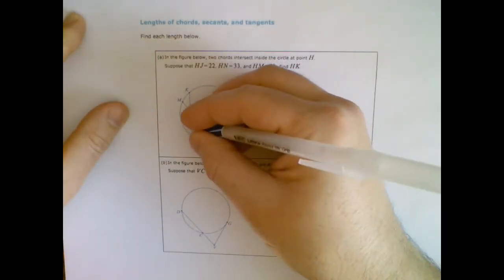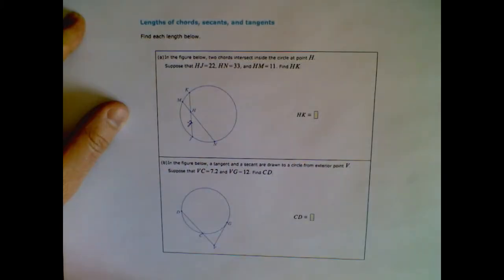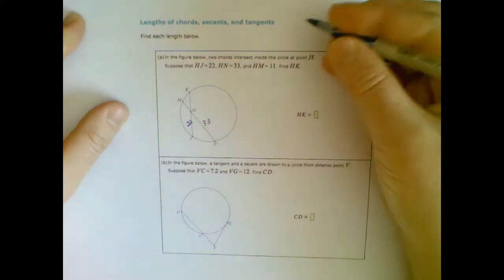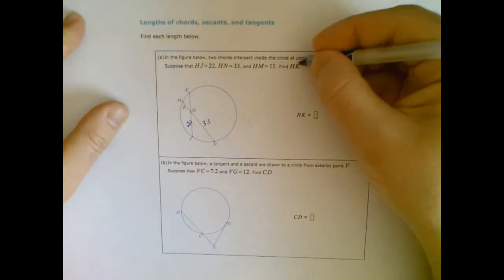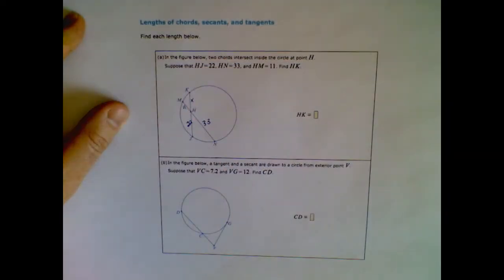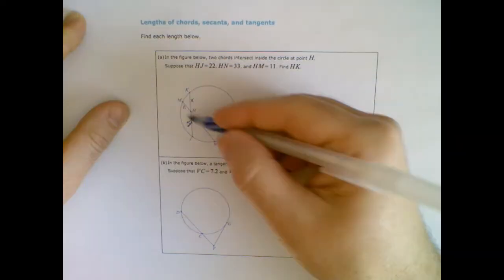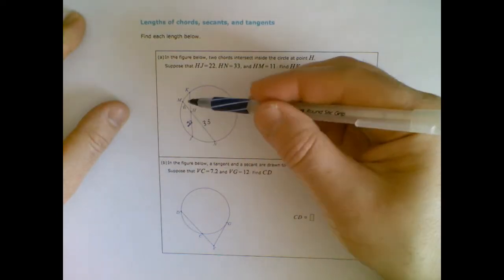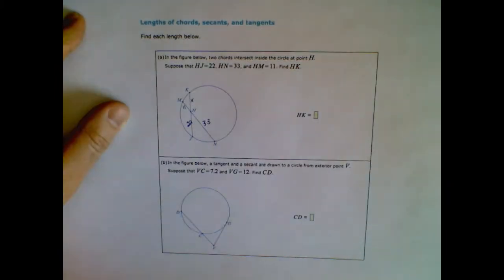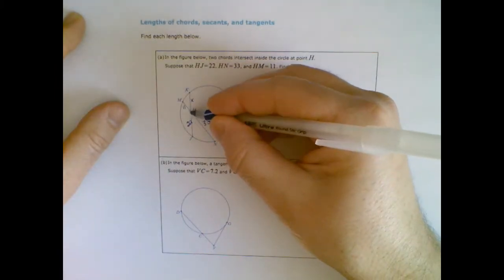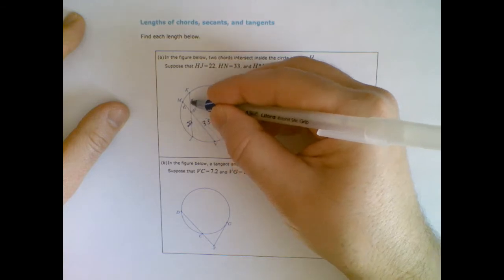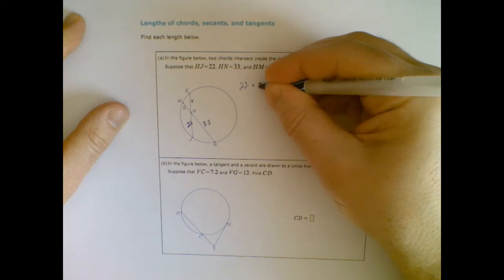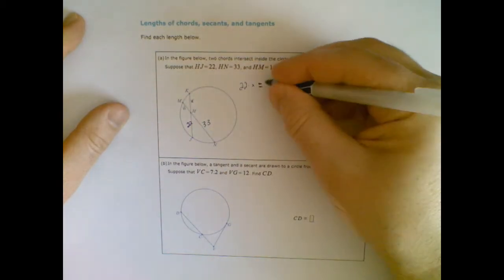We know HJ is 22. So down here is 22. HN, so this way, is 33. HM is 11, and we're trying to find HK and figure out what that is up there. So the two pieces of each chord, they're not halves, you're going to multiply the length from the intersection point to the edge. So in this case, we'll have 22 times x, and then we'll multiply these, and that's going to be equal to 11 times 33.